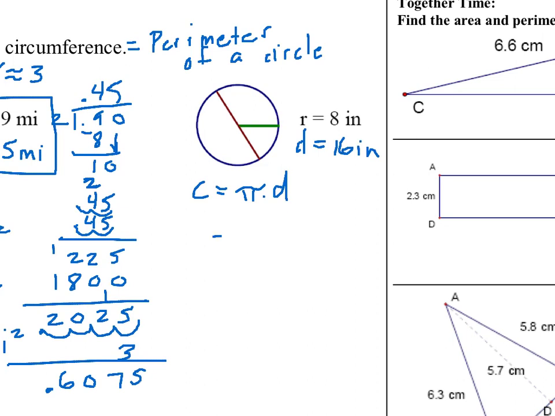So C is equal to 3 times 16. C is equal to 48 units. Inches. Okay.